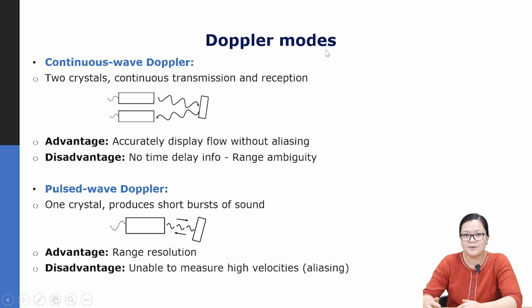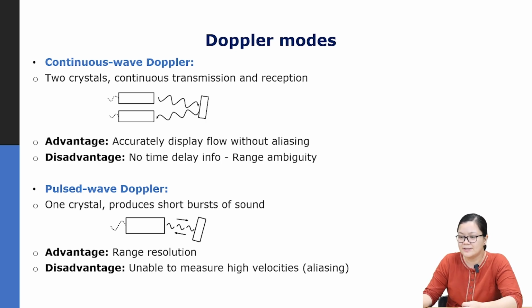We also talked about continuous Doppler, or continuous wave Doppler, where you have two crystals here that are continuously transmitting as well as receiving the reflected signal from our scatterers. An advantage here is that you can accurately display the flow without aliasing. Later, we also discuss what aliasing is.